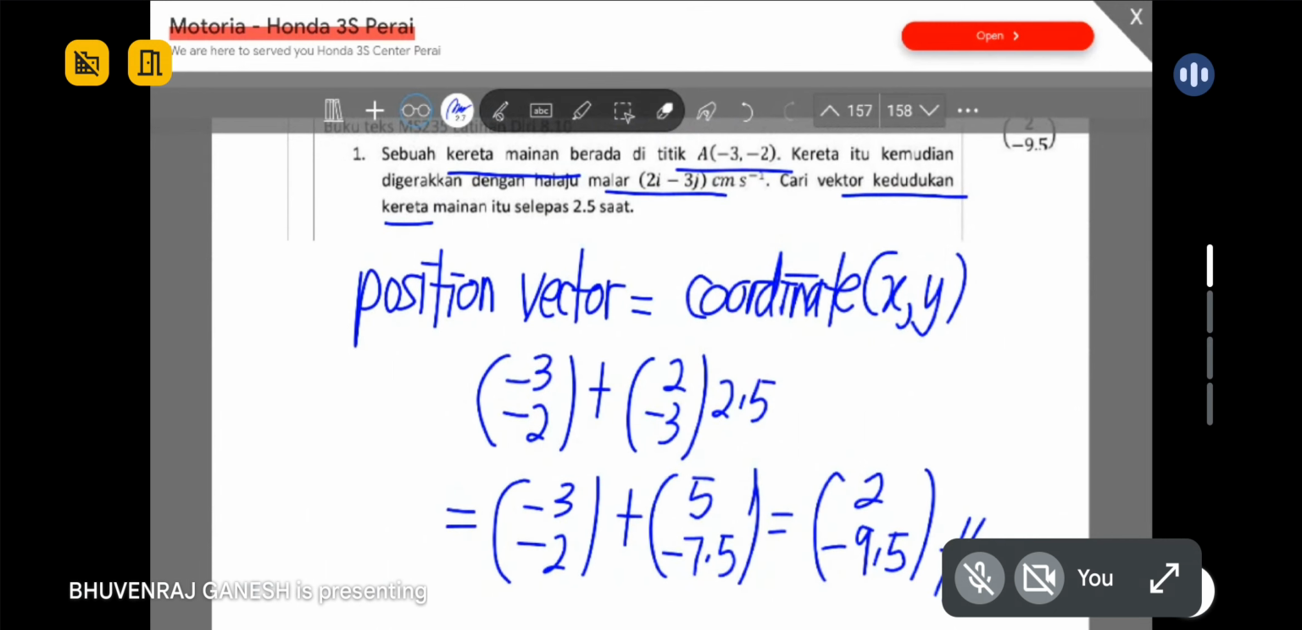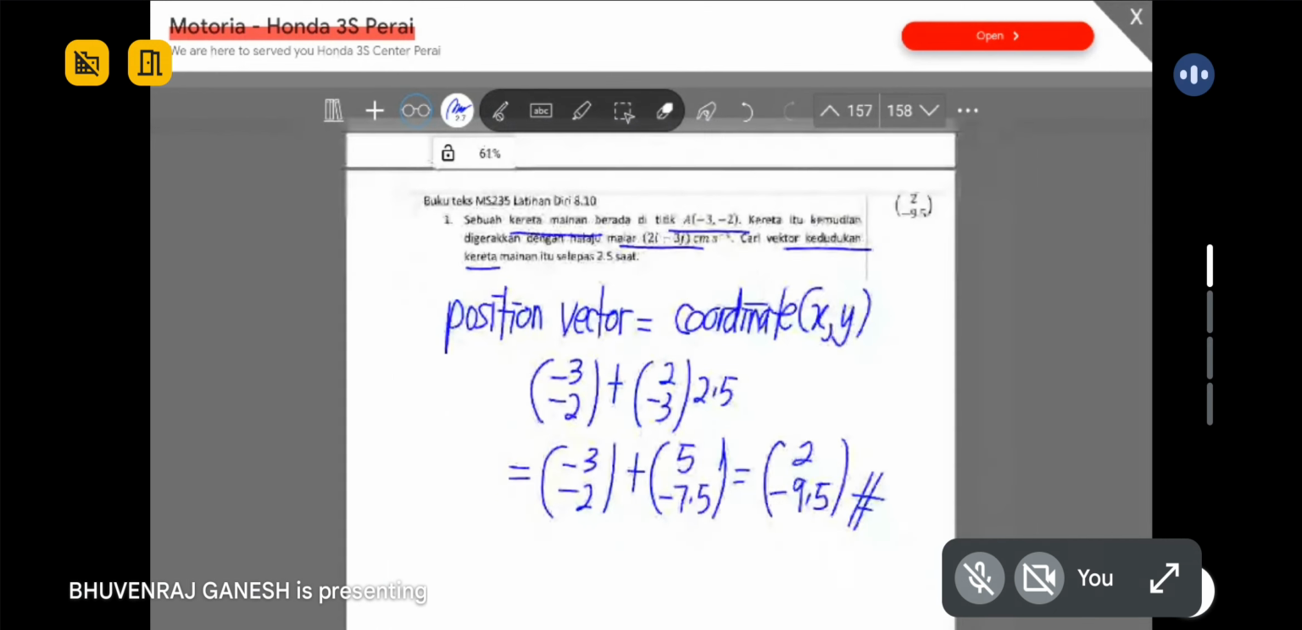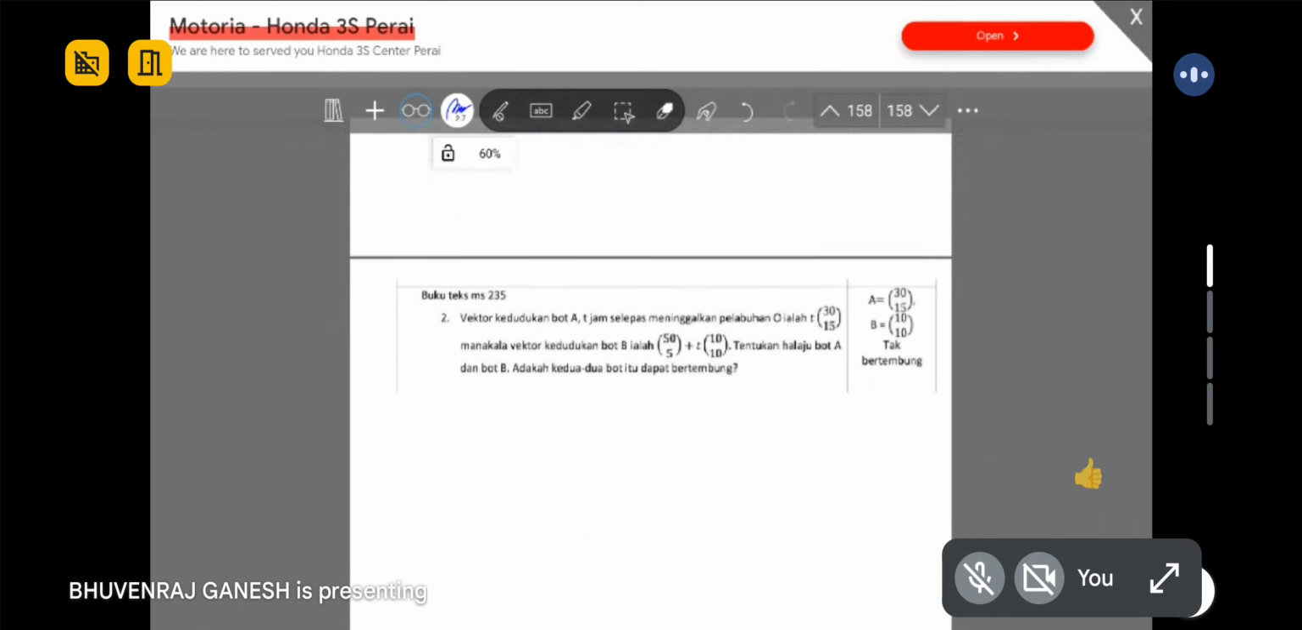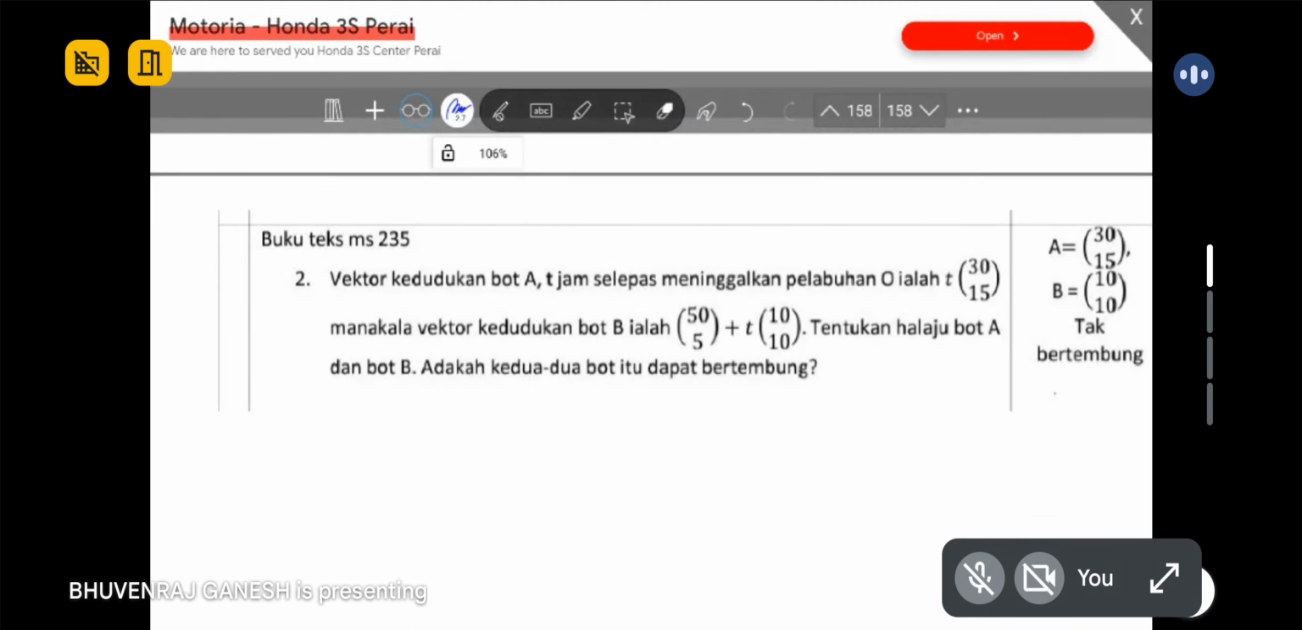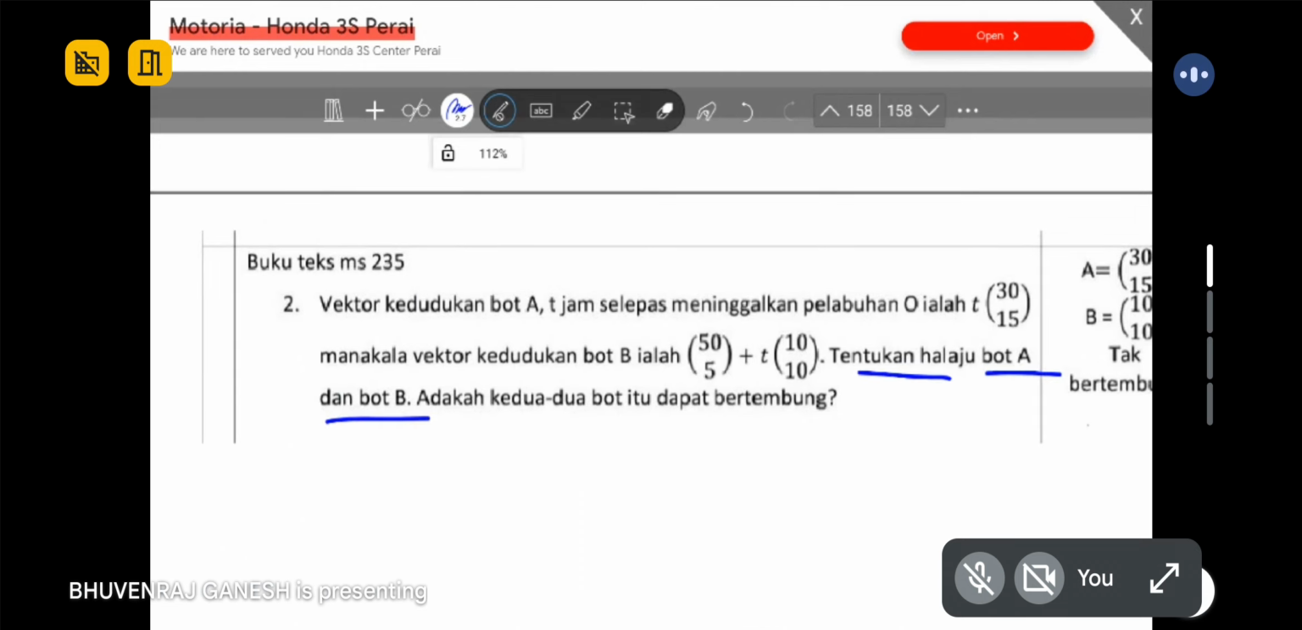Okay, done? Habis ambil gambar? Continue. Okay, last question, guys. Soalan terakhir. For this one, they are talking about halaju. Find the velocity for boat A and also boat B.